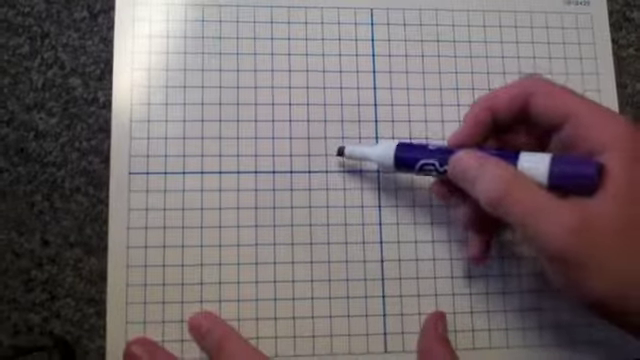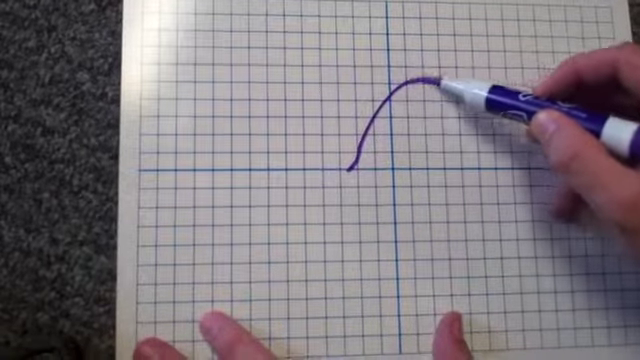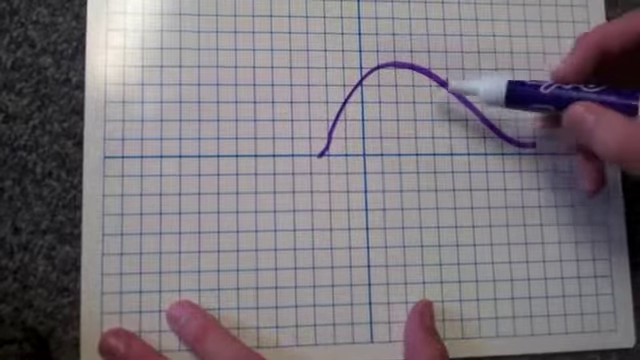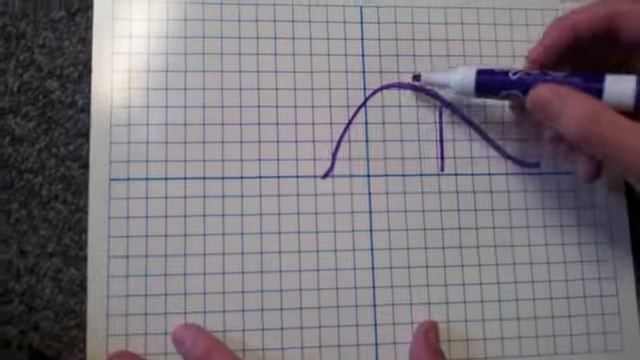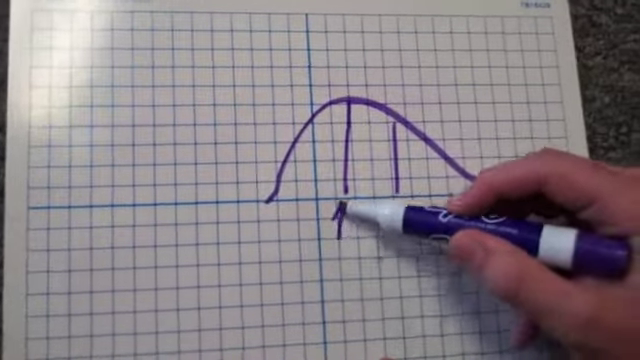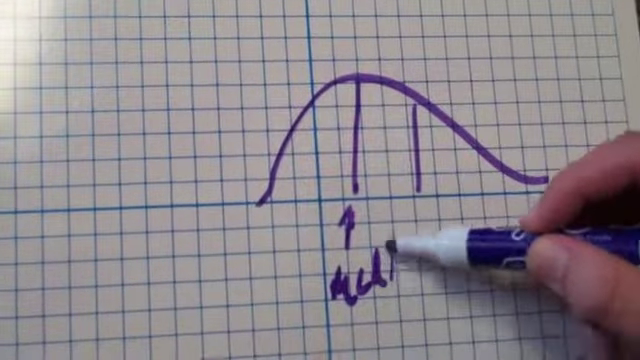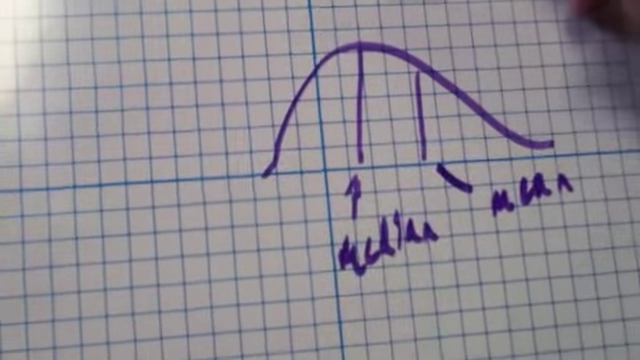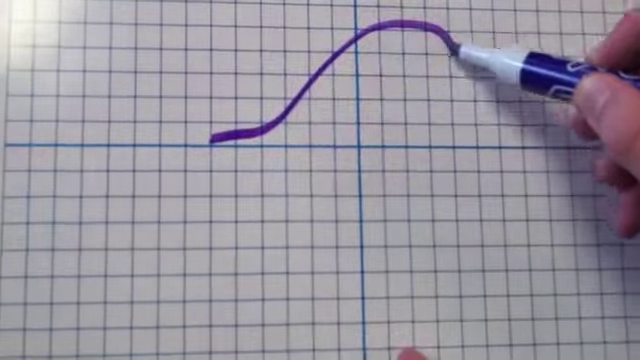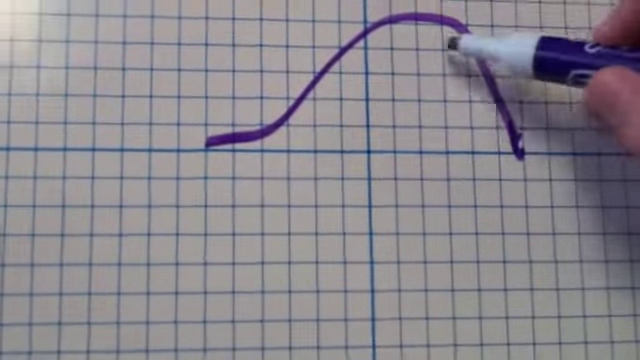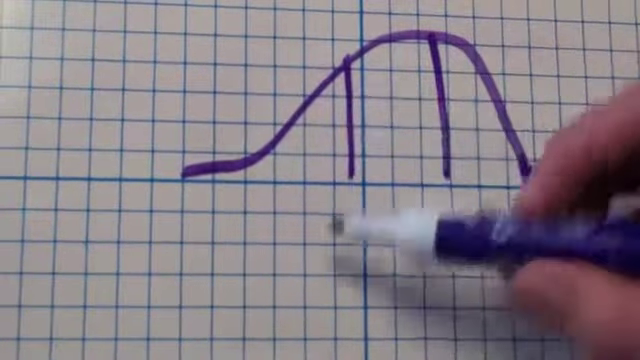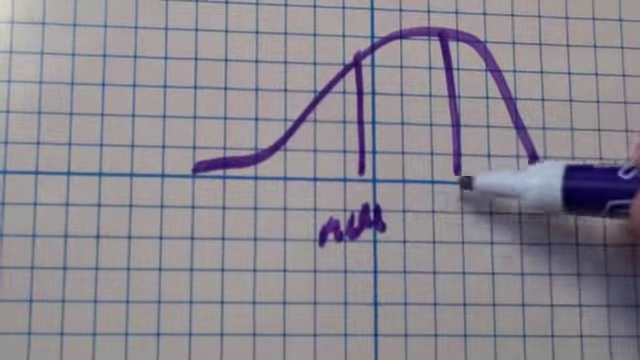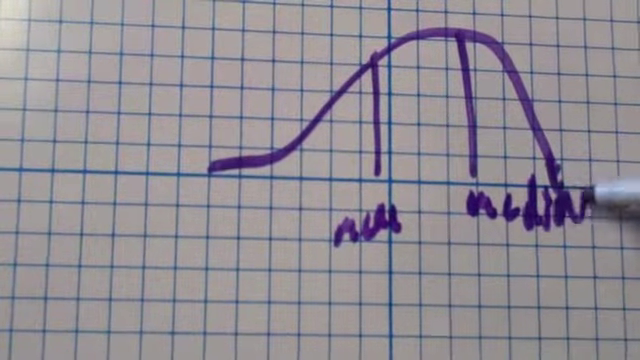In some cases, the distribution would be skewed to the right, in which the mean is greater than the median. So if this is the median, this should be the mean. Other cases would be skewed to the left, in which case the median is greater than the mean. So this would be mean, this would be median.